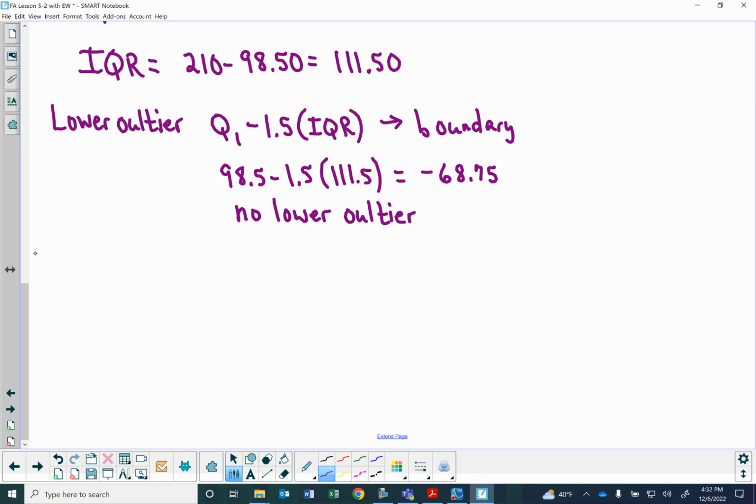To find our upper outliers, it's very similar to finding your lower outlier, but instead of using Q1, you're going to use Q3. And instead of subtracting 1.5 times your IQR, you're going to add 1.5 times your IQR.